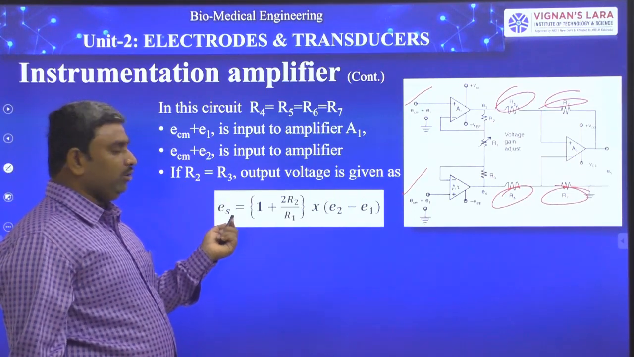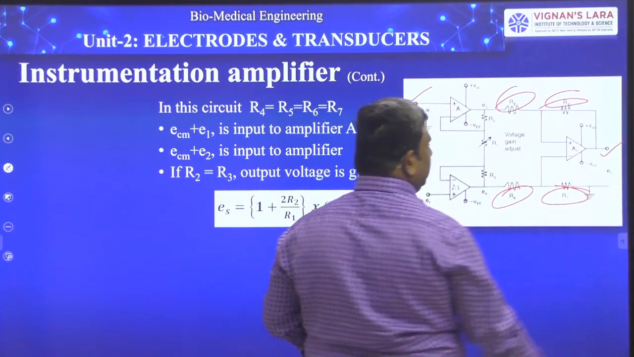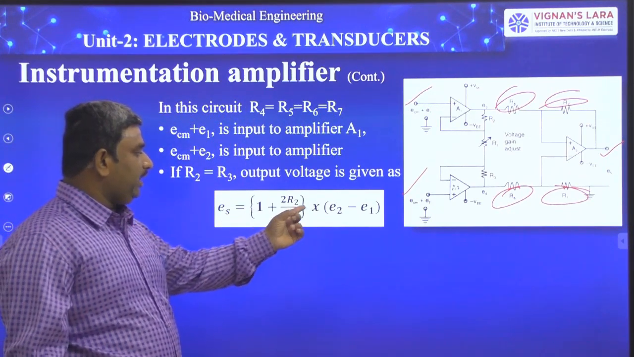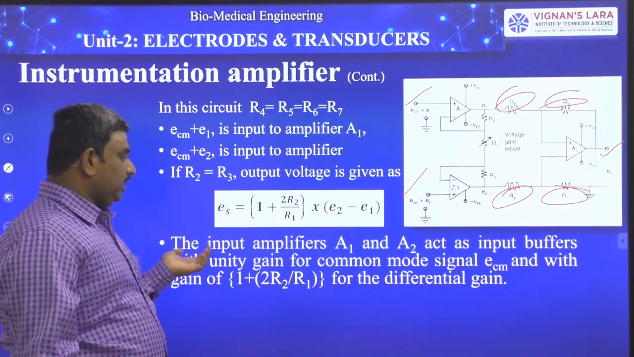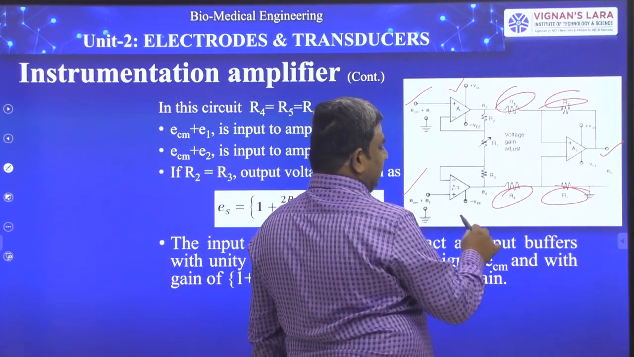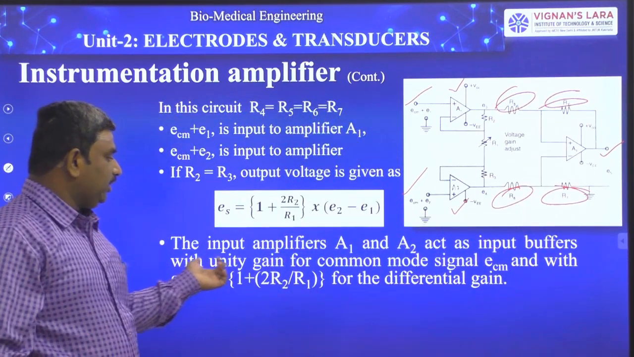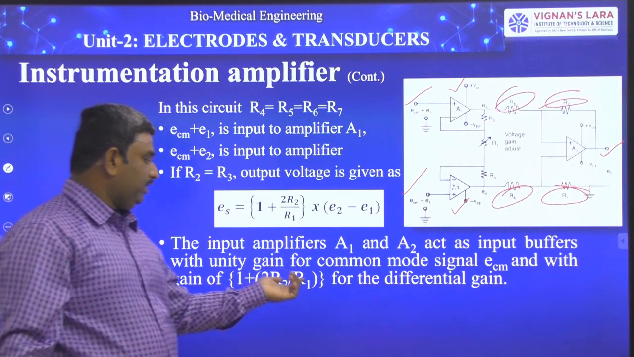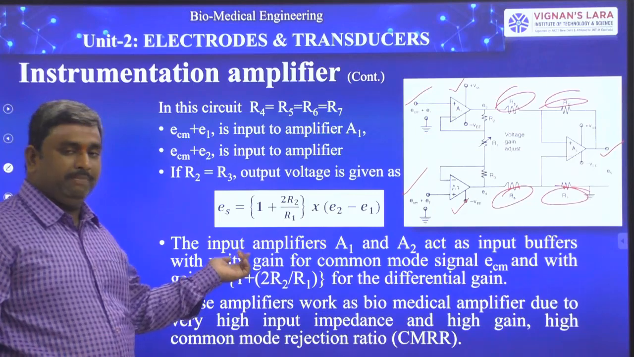Next, if R2 is equal to R3, then the final signal ES, which is the output here, is ES equal to (1 plus 2R2 by R1) times (E2 minus E1). So this is the final output equation, right? The input amplifiers A1 and A2 act as input buffers. So A1 acts as a buffer and A2 acts as a buffer, and A3 is the final op amp with unity gain for the common mode signal ECM, and with gain of 1 plus 2R2 by R1 for the differential gain. For improving the gain, this is the basic connectivity.